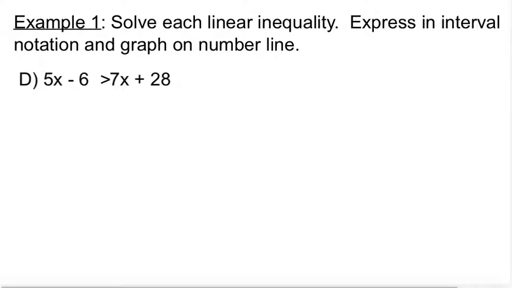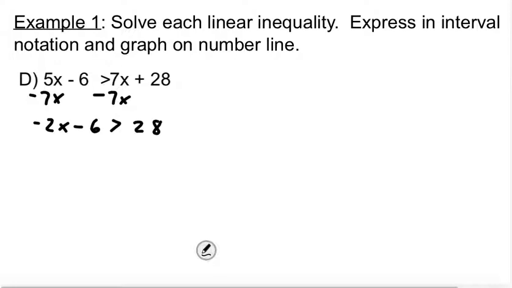All right, so then letter D here, we're going to solve each linear inequality, so let's keep going with this one. This one has a couple x terms, and it has two constant terms. So let's move the x values to one side, and I usually like x on my left-hand side, so I'll move it there. So I'm going to subtract 7x. So I get negative 2x minus 6 is greater than 28. Notice I subtracted 7x on both sides, so I didn't switch the inequality symbol.